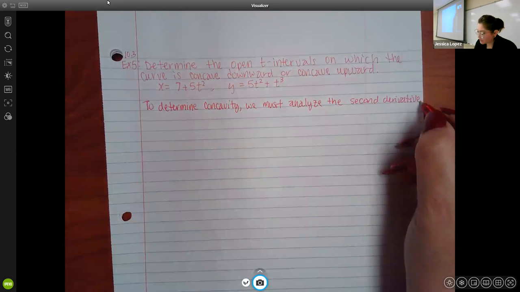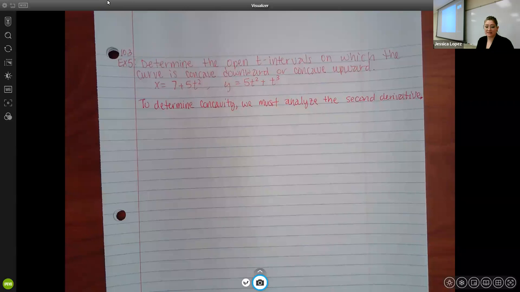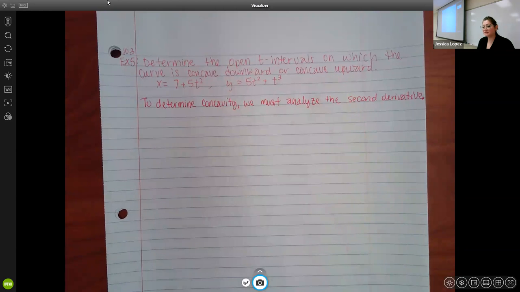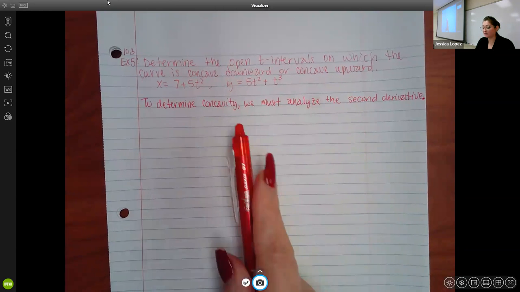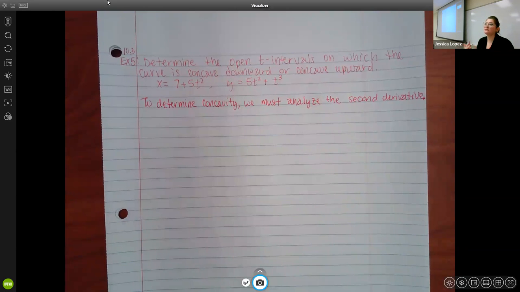So essentially, we're going to have to work with the second derivative. We already mentioned it when we had that one problem that asked us for the first derivative, then the slope, then the second derivative and the concavity. You need that second derivative to find concavity. If you plug a t value into the second derivative and get a positive, it's concave up. If you get a negative, it's concave down. But we need to know which t values to plug in.